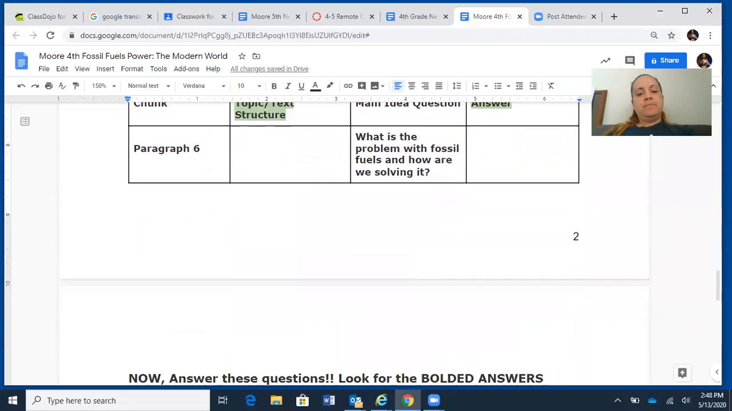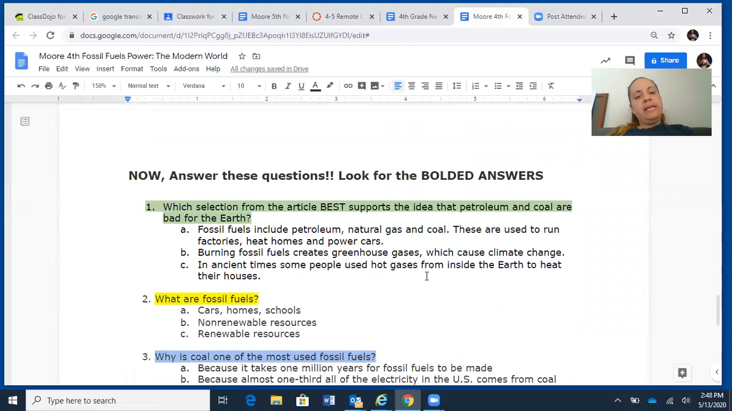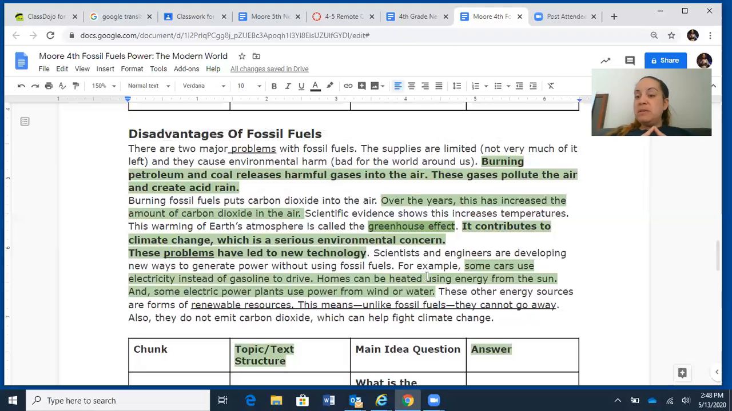All right, let's look at our questions. Question number 1. What selection from the article best supports the idea that petroleum and coal are bad for the earth? I know it's in green, so I'm going to go back up here. Remember, I said that it's going to be bolded.